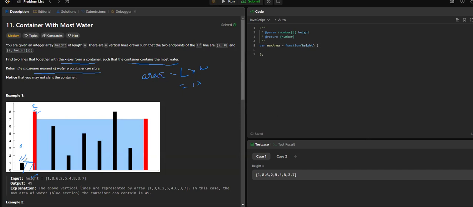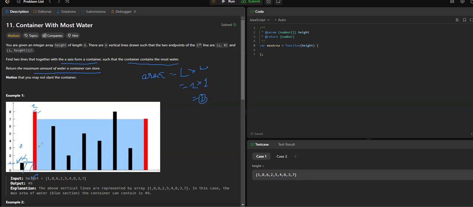But if we go outside, like if we try to take this height, whatever the minimum of these two heights is, the water will overflow. Any water above that will overflow. So that's how the length would be 1 and the width would be 1 again. So the total area would be 1 only.